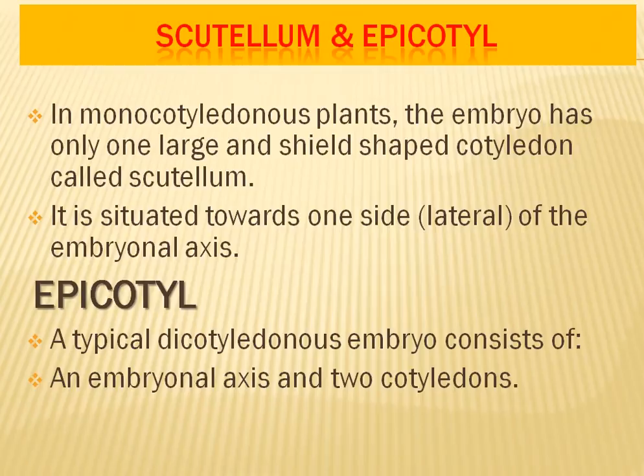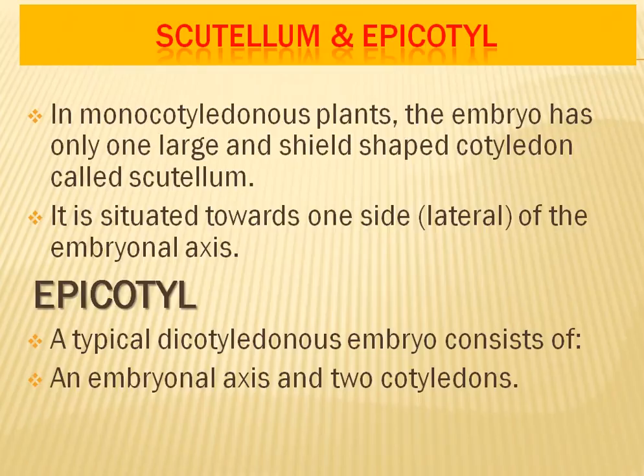In monocotyledonous plants, the embryo has only one large and shield-shaped cotyledon. This single cotyledon of monocot is called scutellum. It is situated towards one side, that is lateral side of the embryonal axis.